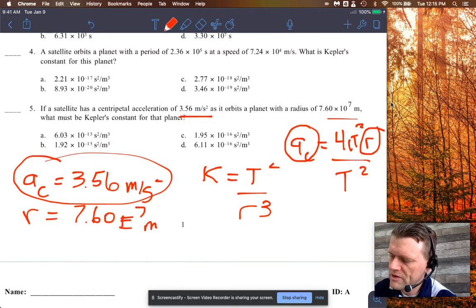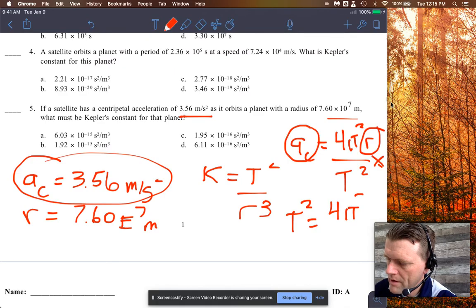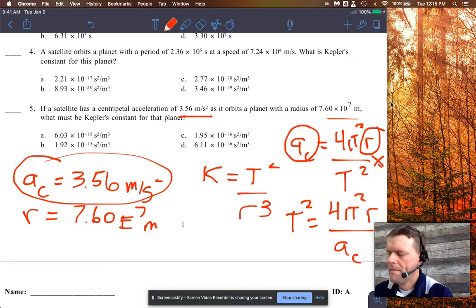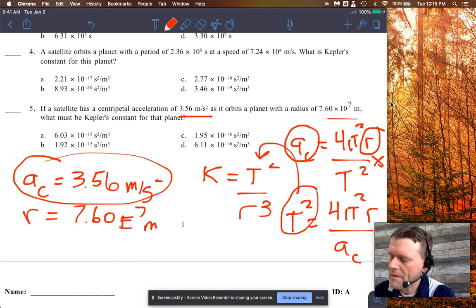I would multiply both sides by T squared, and then divide by centripetal acceleration, so then it would look like this. T squared is equal to 4 pi squared r over Ac. And if you're catching this, you might say, well, we need to square root that. Well, I really need T squared, don't I? Because look, if I have T squared, it goes right here, and then I divide that by r cubed. Then I can get k.